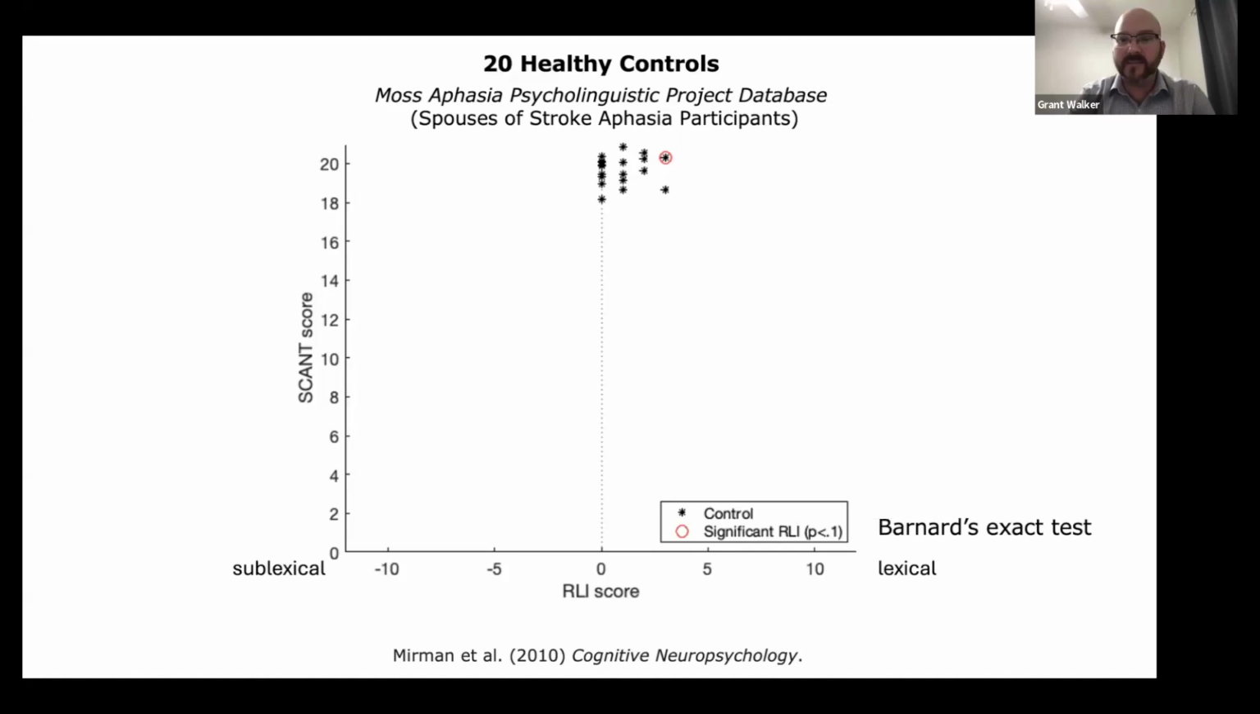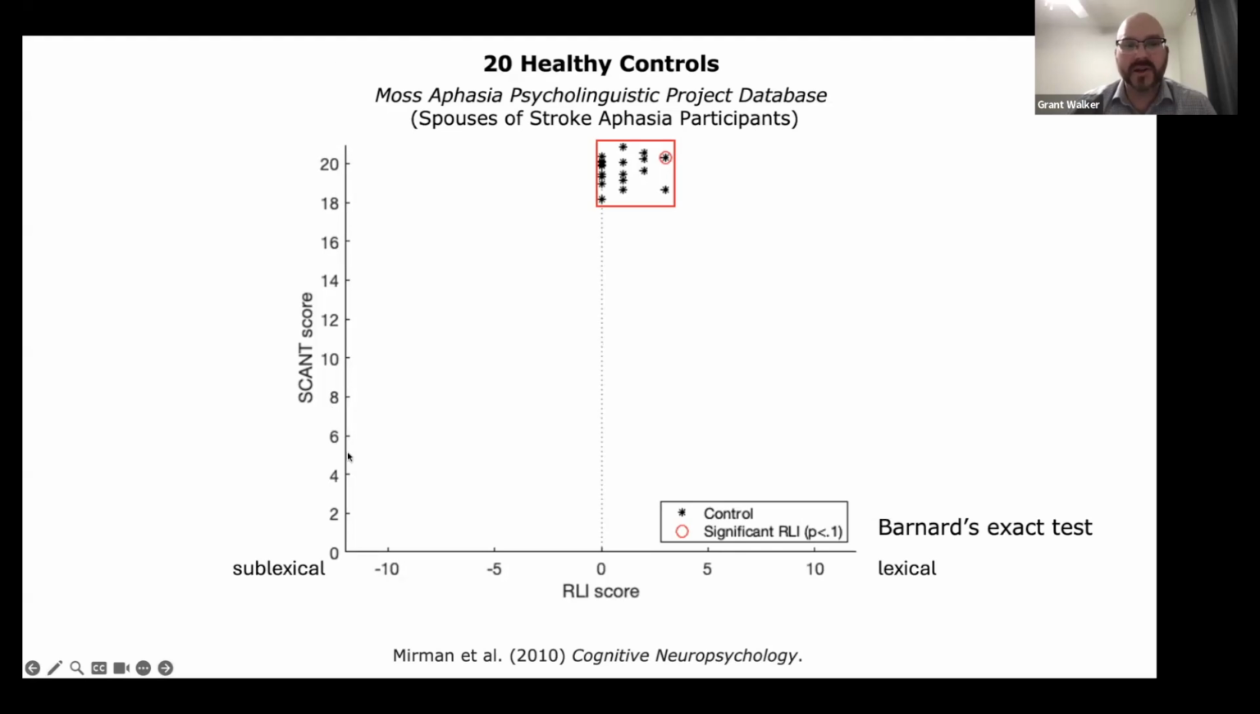They're community dwelling people, approximately age matched. So I don't have much more detail on these folks beyond that. But we can see that there's this sort of region where folks are falling. Oh, sorry, let me orient you to the graph here. The y-axis here is the scant score.